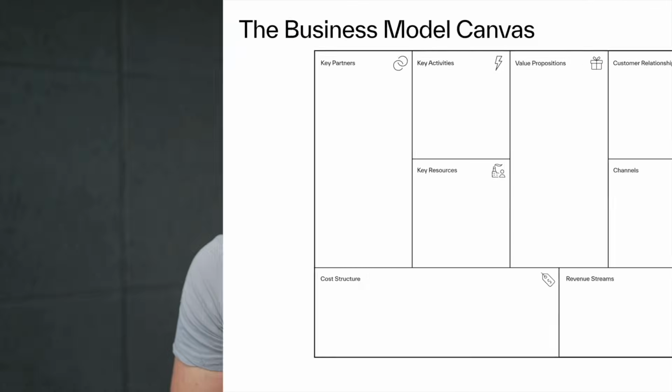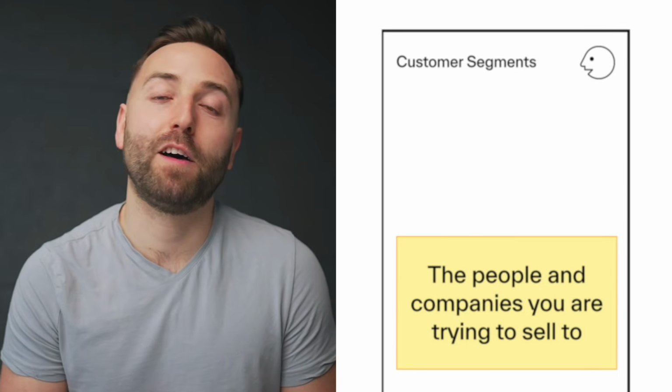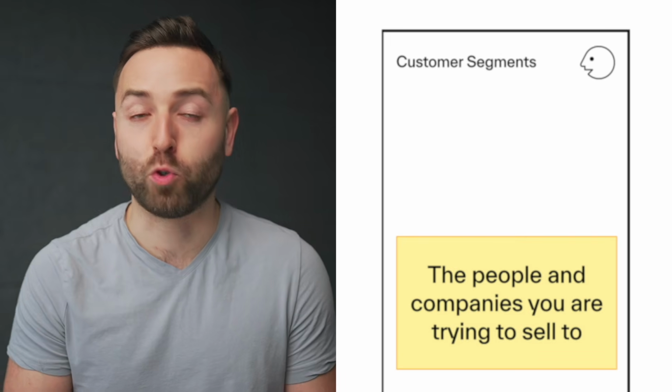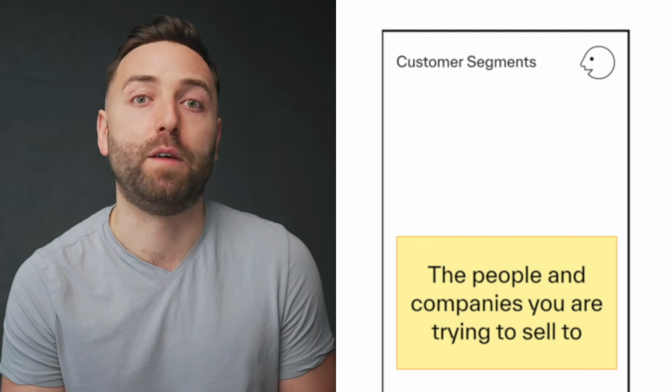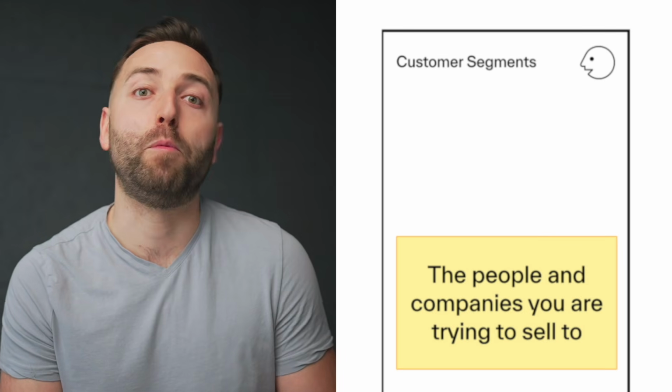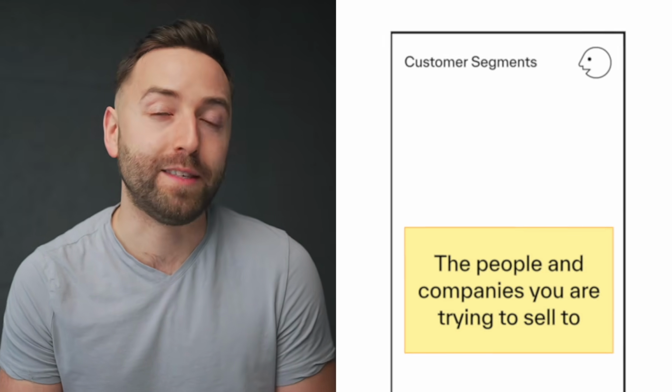Okay, so the Business Model Canvas has 9 building blocks. Let's take a quick look at what they are. Let's start with the customer segment. These are the people and organizations that you're trying to sell to. And this would include the people that are using your products and services, as well as, for example, the people paying for it, because they aren't always the same person.